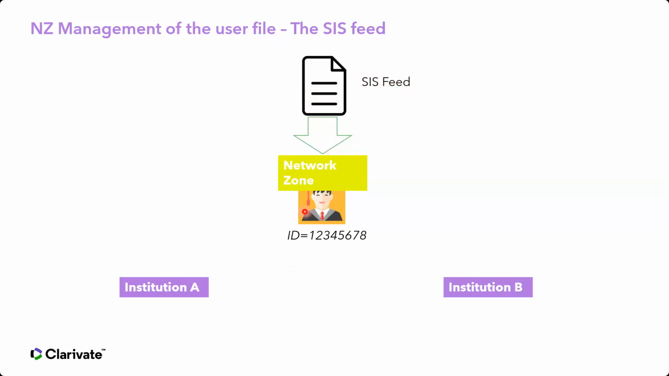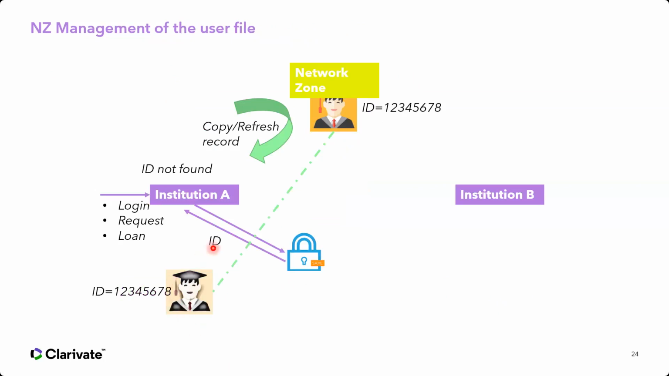An SAS feed creates the account here, the network zone. The account does not exist at institution A or institution B until the patron does something at institution A. For example, the patron comes to a circulation desk and swipes their ID, or the patron wants to place a request through Alma, or wants to log in to institution A.